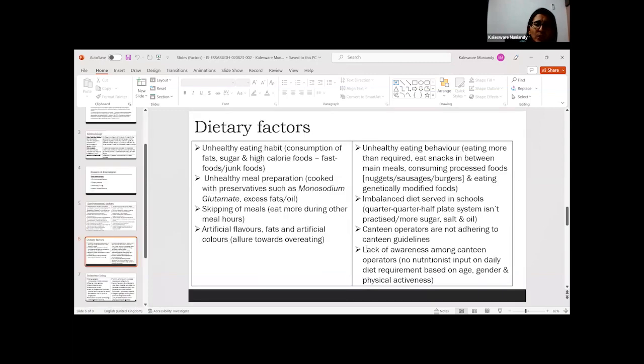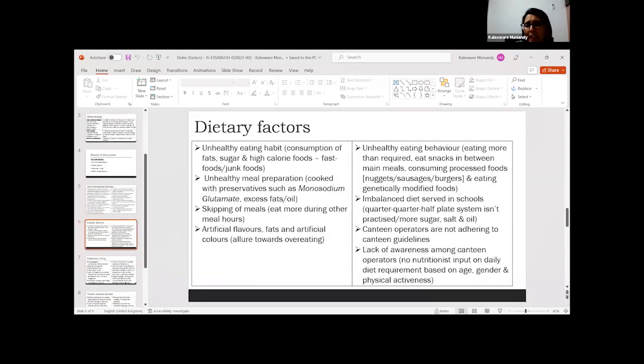Next, going on to dietary factors, unhealthy eating habits among students, consumption of fats, sugar, high-calorie food that is present in fast foods, as well as junk foods. An unhealthy way of meal preparation, cooked with preservatives like MSG, excess use of fats and oil while cooking, skipping meals. Students like to skip breakfast, and then they tend to eat more during other meal hours. And artificial flavors, fats, and artificial colors present in some of the food, kind of causing students to overeat.